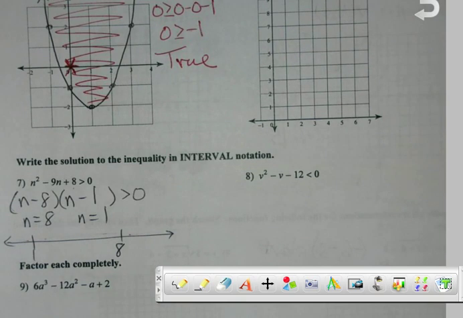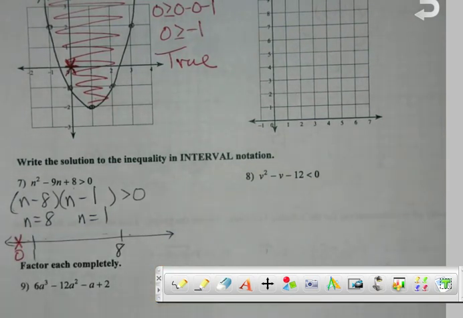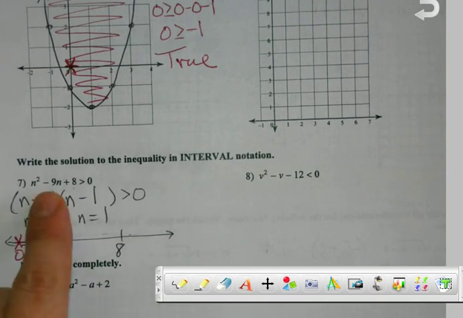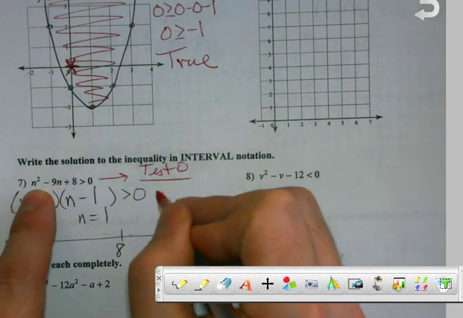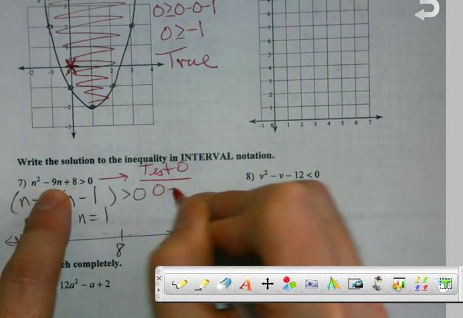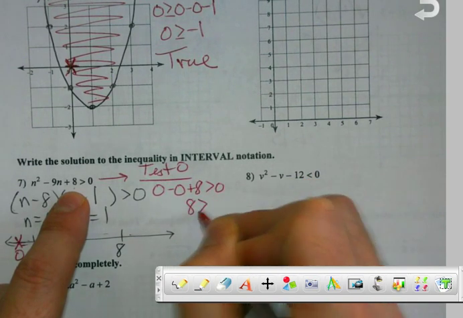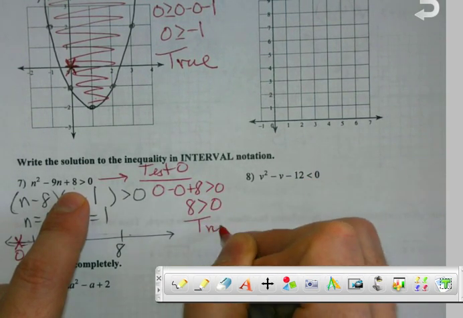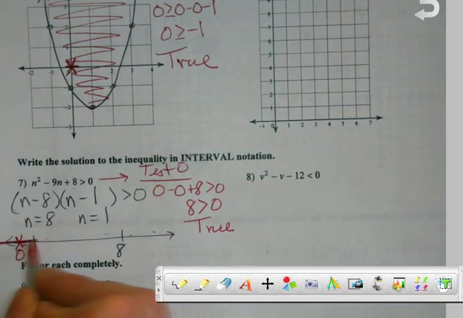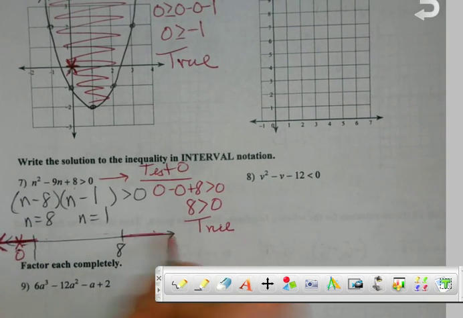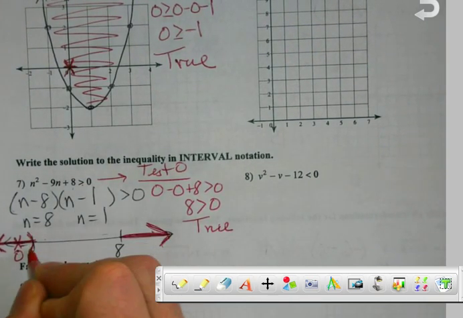I can make my test point anything. Let's say you decide you want to stick with 0. So I'm testing to see if these work. Just like before, plug in zeros wherever you've got a variable. 0, 0, let's see here. 8 greater than 0. Yes. So since 0 is here on the outer edges, that means my solutions are out here on the outer edges. And since it's just greater than, I'm going to use a parenthesis.